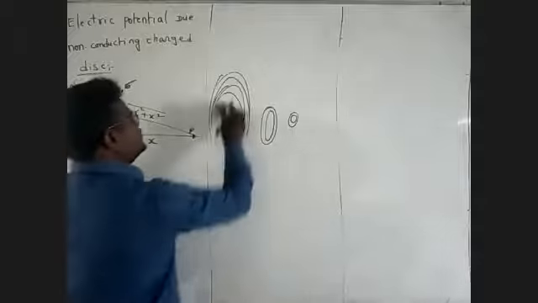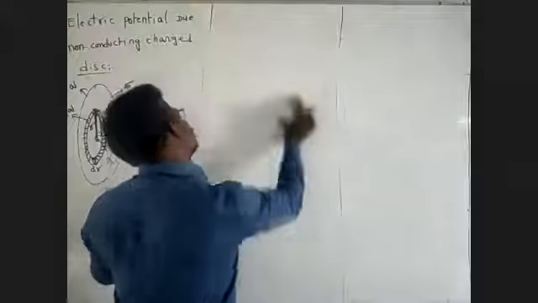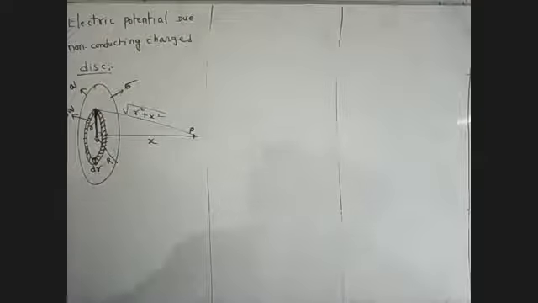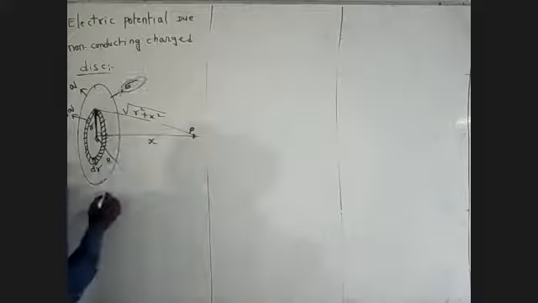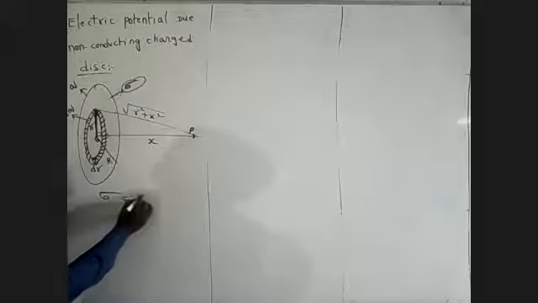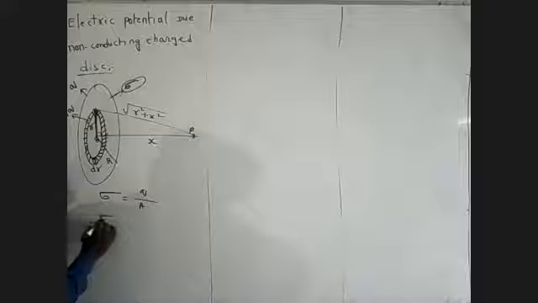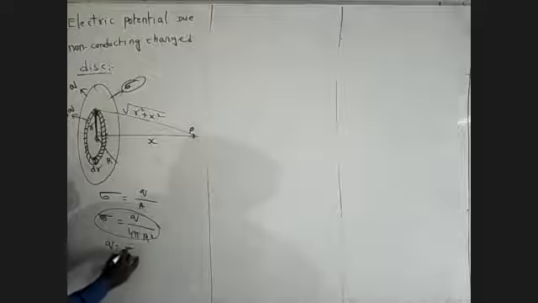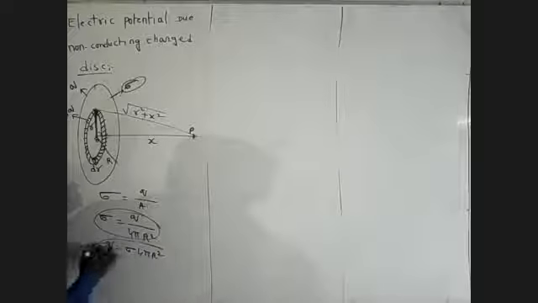Now this is a small element. Next, we have to find the electric potential. Surface charge density is equal to charge by area. Sigma is equal to Q by area, which means 4 pi R square. So Q is equal to sigma 4 pi R square. This is the formula for it.